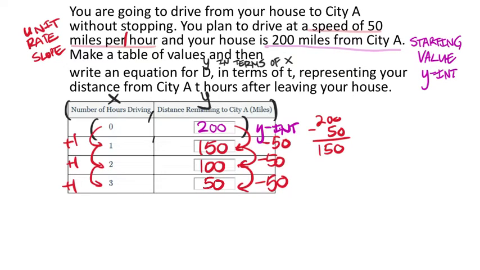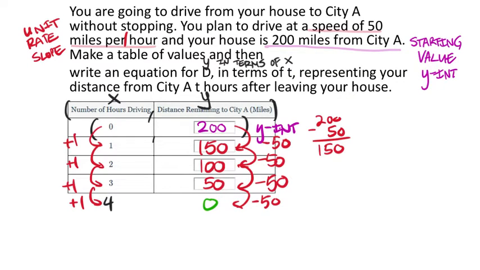So from this table, of course, it wouldn't be that hard to say, well, how many hours do you have to drive in order to get to city A? Well, I would just add on another hour to this table. And then we would see, you take off another 50 miles there, and you'd end up with 0 miles. You'd be at city A, okay?